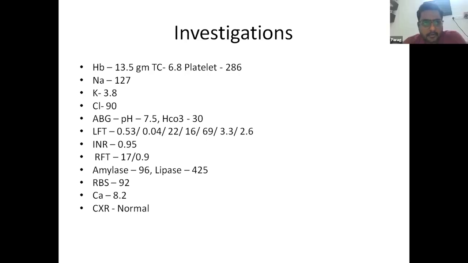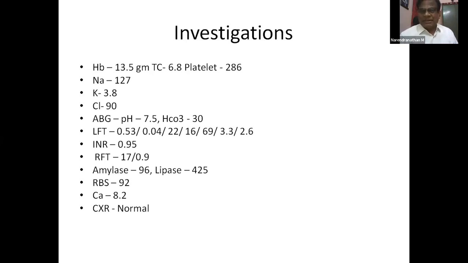Did you do amylase also? You did it, is it? Yes, sir, 96. Amylase and lipase. Well, any reason? There are even people who say that doing amylase and lipase is not indicated many a time. Even when a person comes with acute abdominal pain, it is said that it is enough if you do a lipase alone, because amylase may not be necessary.